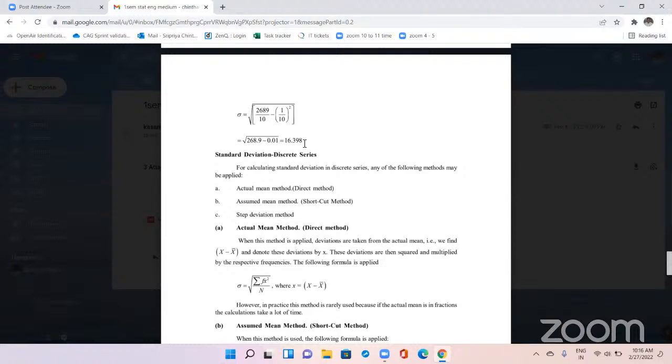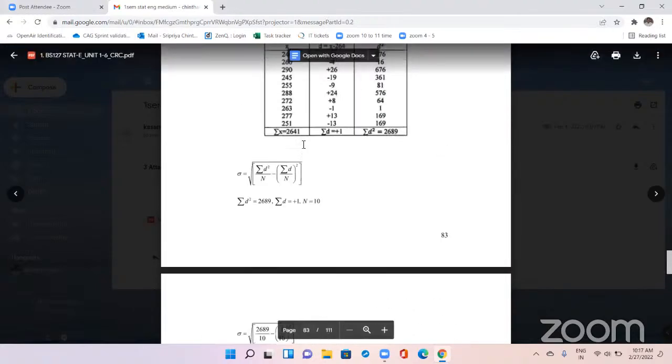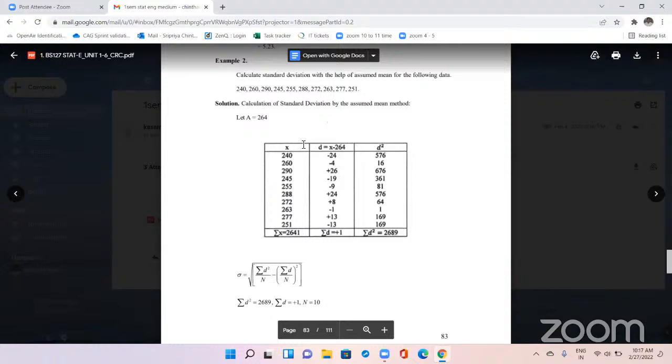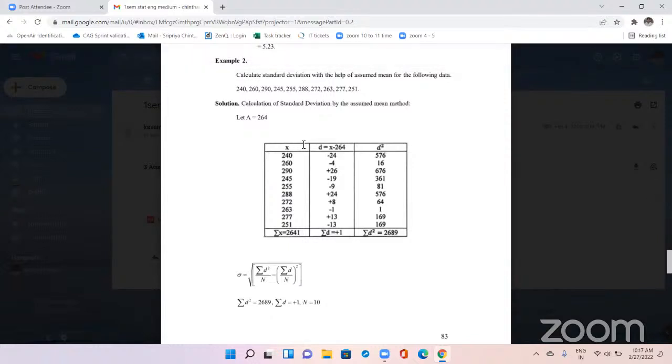Here he has taken A is equal to 264. The writer has taken 264. You can take 270, you can take 250, or you can take 500. Whatever value you take, the ultimate answer is sigma is equal to 16.398. Definitely it will come. Okay? Any doubt? It is not compulsory to select A in the question.